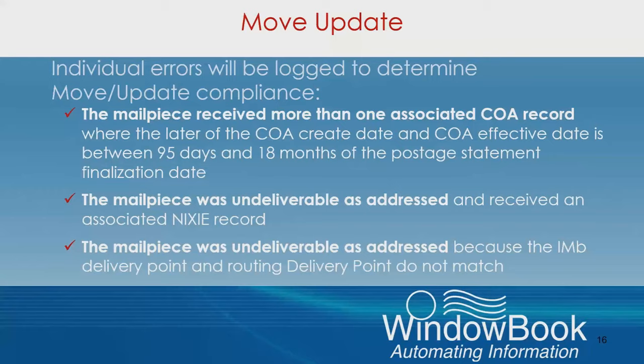Likewise, if the mail piece is undeliverable as addressed and receives an associated NICSE record, that would also be considered an error. And if the mail piece is undeliverable because the Intelligent Mail barcode delivery point and the routing delivery point do not match, that would also be considered an error. Essentially, this means that mailers need to ensure that they're keeping their mailing addresses up to date and accurately applying that data in the address, in the barcode, and in the electronic documentation. Remember, it's key. They have to be accurate in all three areas.